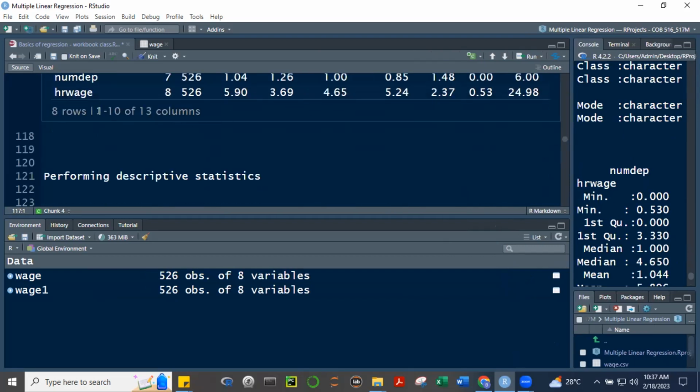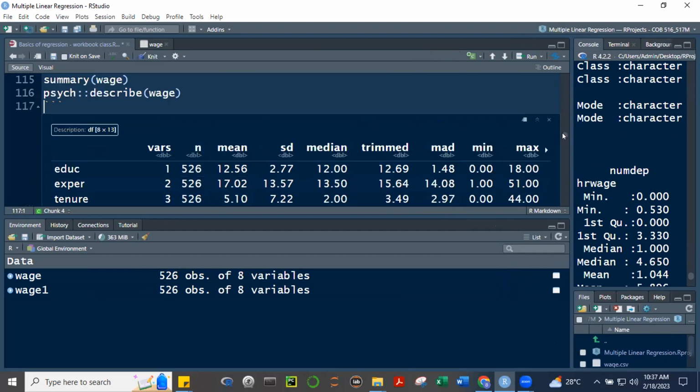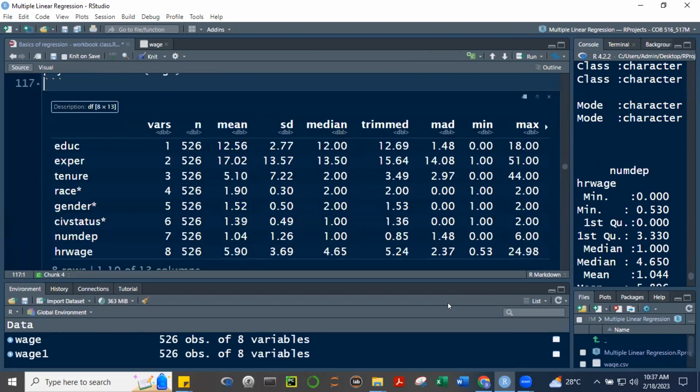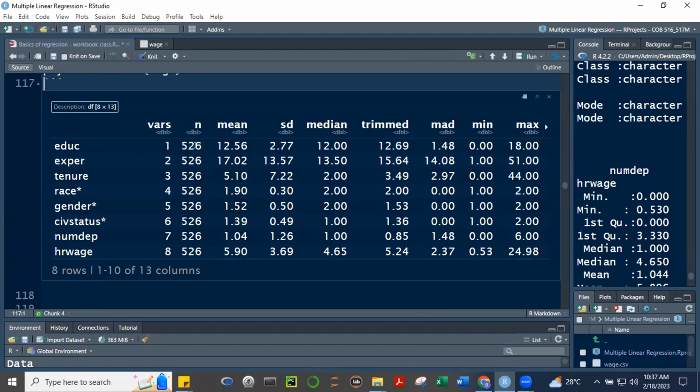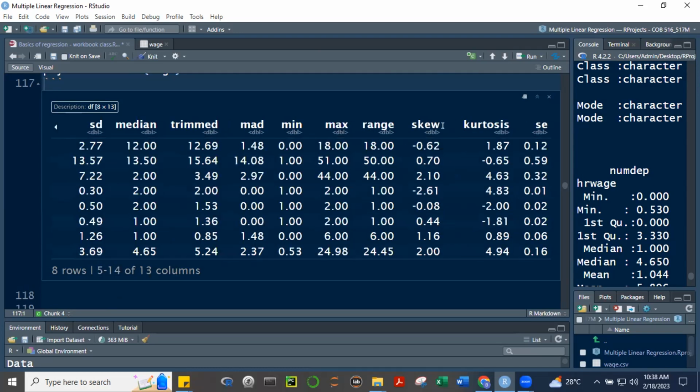All right. 8 rows, 13 columns. So ano yung mga pinakita dito? So variable 1, yung count niya, kompleto, walang missing values. Yung mean, of course, itong mga gender, race, civil status, walang sense or walang value mean nila kasi hindi mga numbers naman yan, no? Or factor. Standard deviation, median, trimmed median, mean absolute deviation, minimum, maximum. So meron pa diyang skewness, kurtosis, range, standard error, etc.